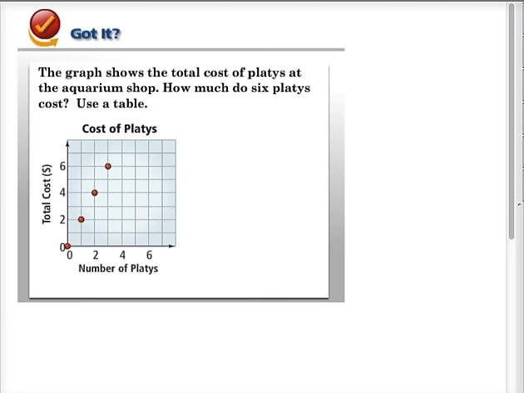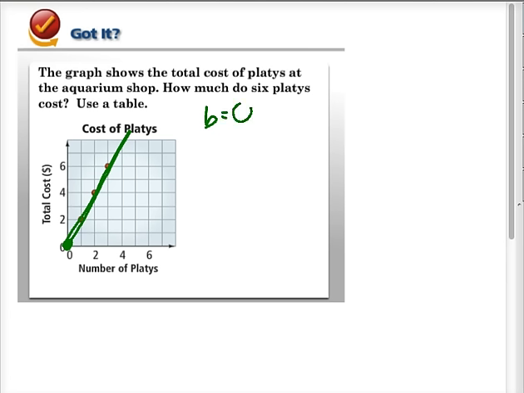The graph shows the total cost of platies at the aquarium shop. How much do 6 of them cost? And it wants us to use the table. All right, so again, we can use a table. However, when we're talking about something graphical, you know how to write expressions from graphs. You know how to write the equation of a line. So if it's easier for you than doing that table method, I want to show you again, this is a line. So you could very easily take the y-intercept.